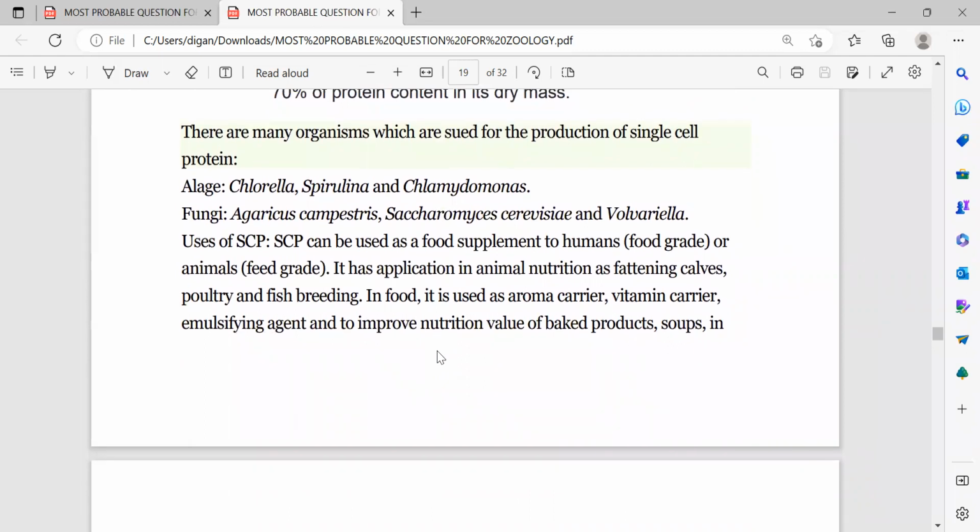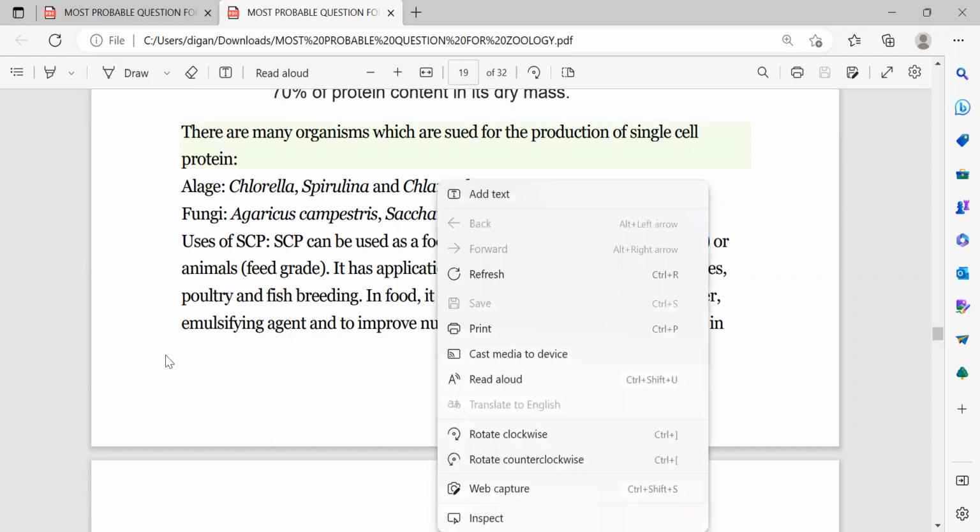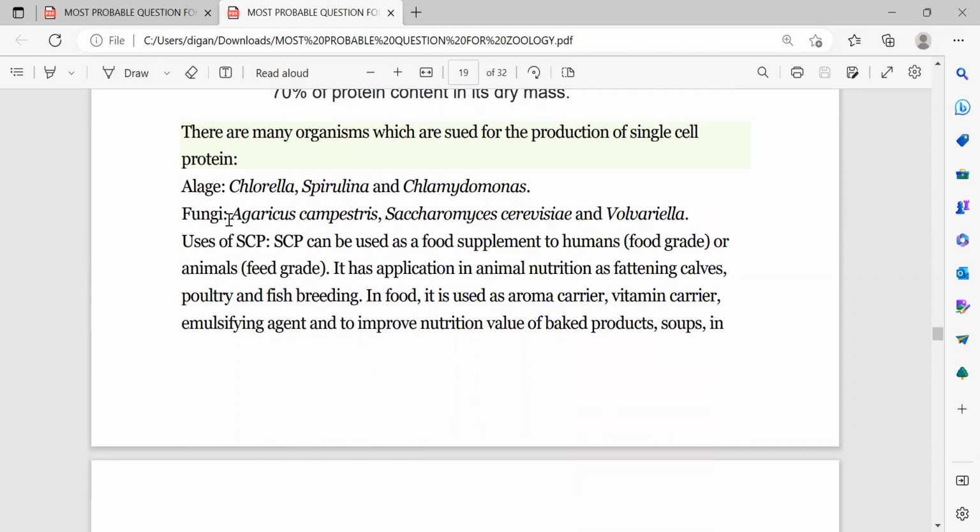And sometimes a question may ask about algae which are used in SCP. That's why I am giving you the names of the algae here, and the names of the fungi also I am giving here. So if a question comes asking to write the names of 2 algae which are used in SCP, then out of these 3 you just write 2, or if fungi names are asked, then you write from here.